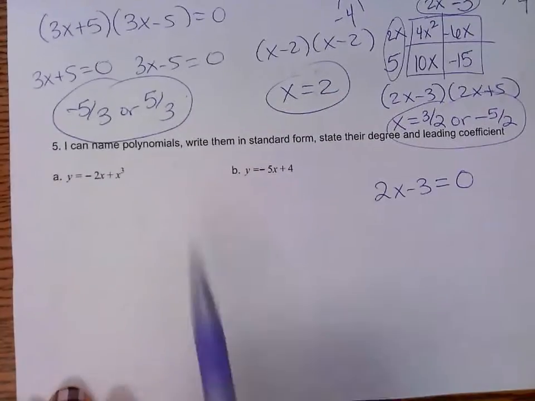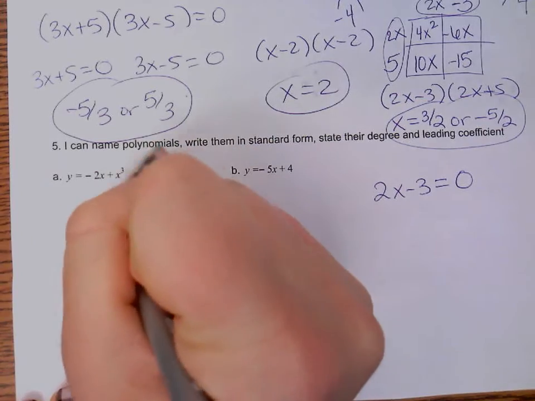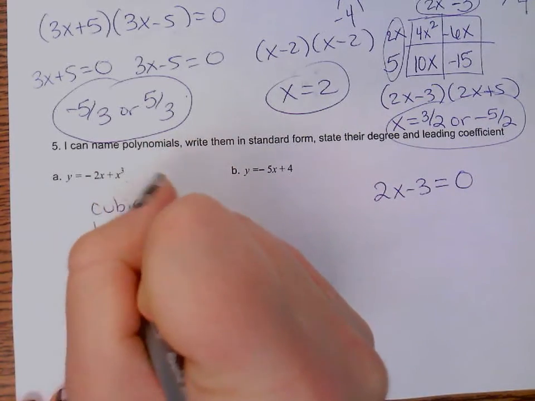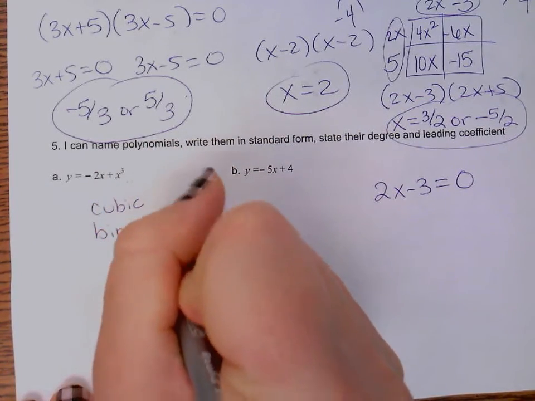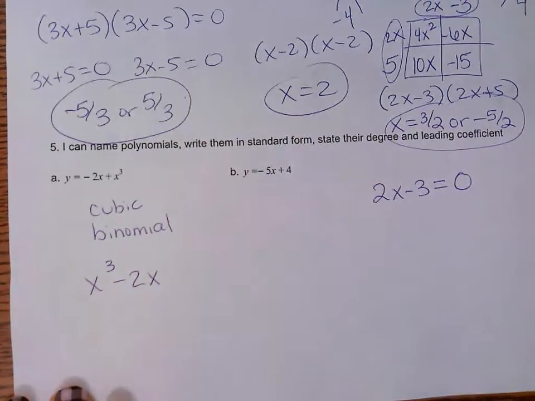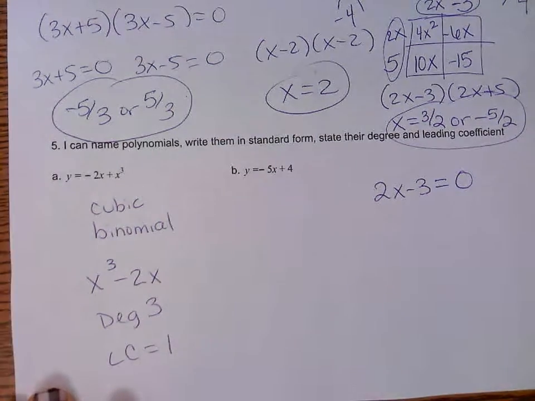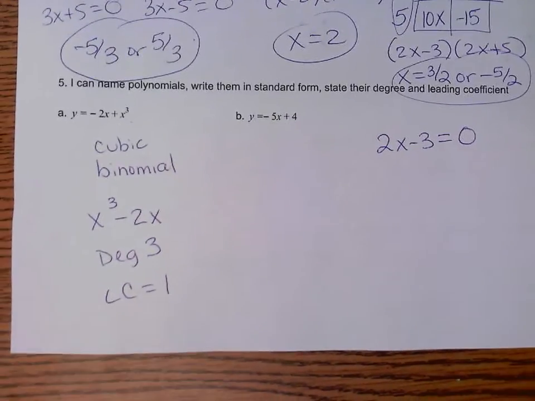All right, so I can name polynomials. So this is what, a cubic. Maybe you thought to write binomial. It's a cubic binomial. Standard form x cubed minus 2x. So the degree is 3 and the leading coefficient was 1. And I didn't ask you end behavior or multiplicity.